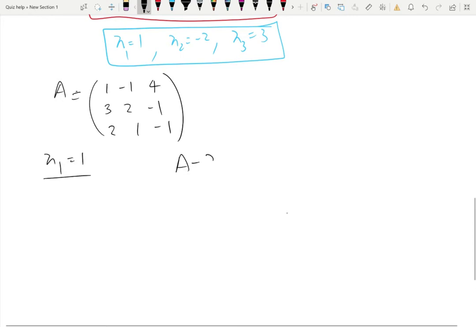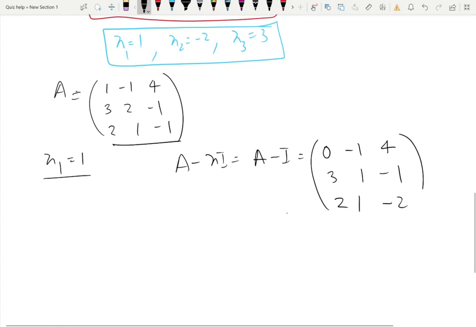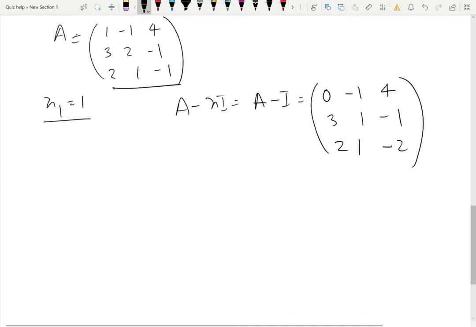Find A minus lambda I. So I'm going to do that fast. So that means A minus lambda I, with lambda equal to 1, is A minus I, which will be 0, negative 1, 4, 3, 1, negative 1, 2, 1, negative 2. You subtract the identity from the matrix A. So this is the A minus I. Okay. Now pause it and try to find the eigenvector by yourself.